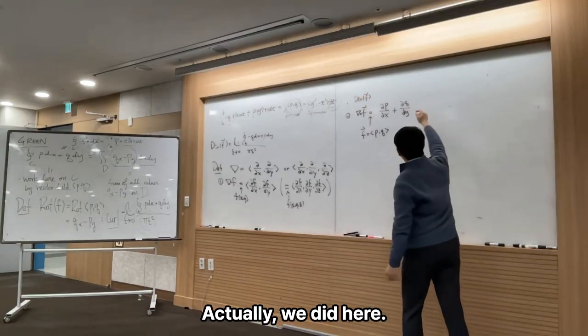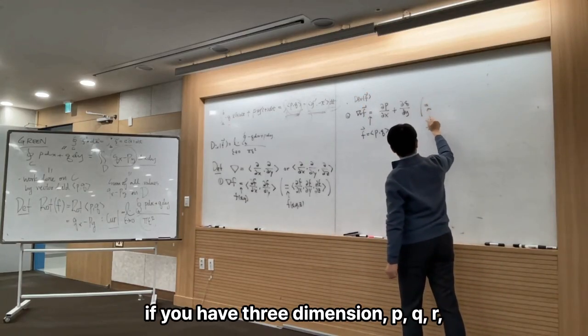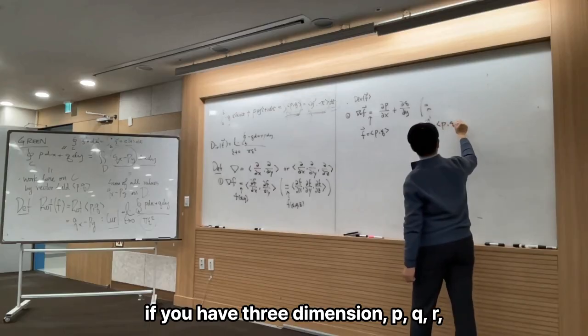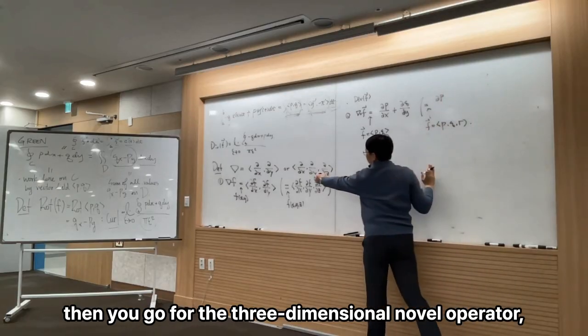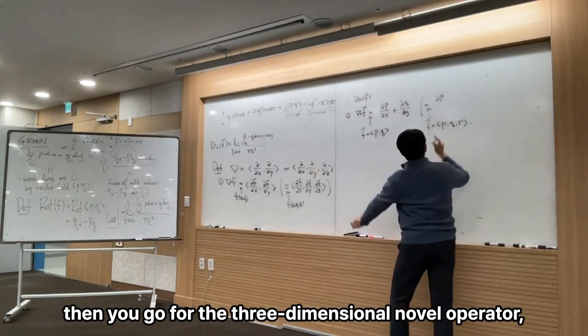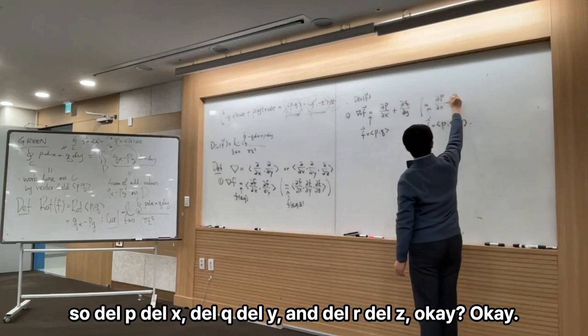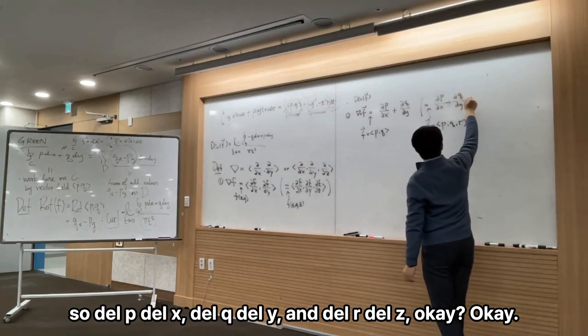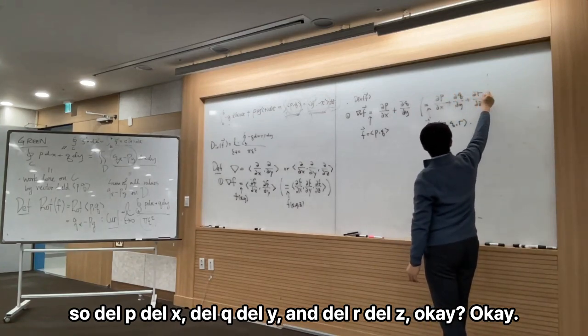Sometimes people say this is a Steve vector field. Actually, we did that here. But in another case, if you have three dimensions P, Q, R, then you go for the three-dimensional nabla operator. So there P, there x, there Q, there y, and there R, there z.